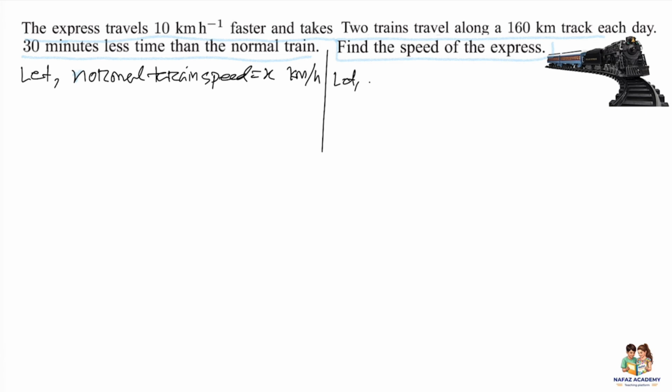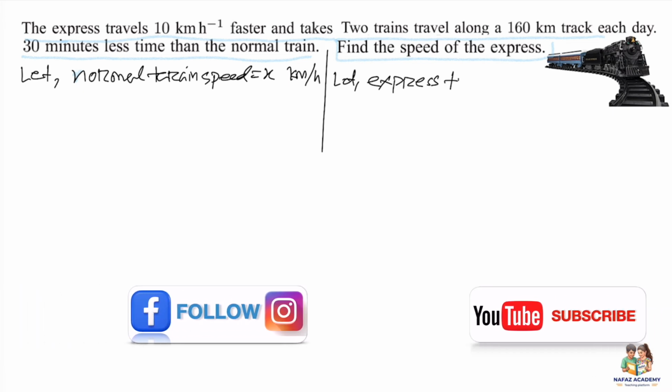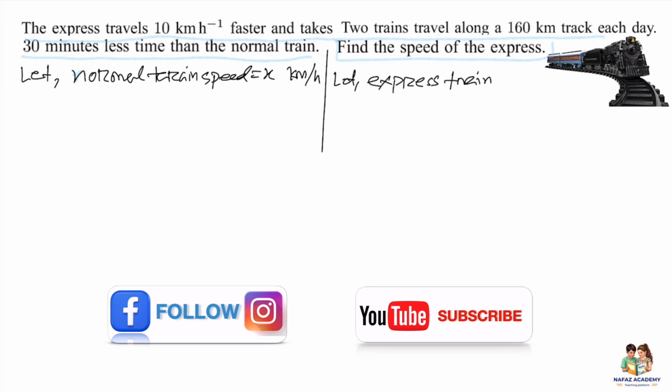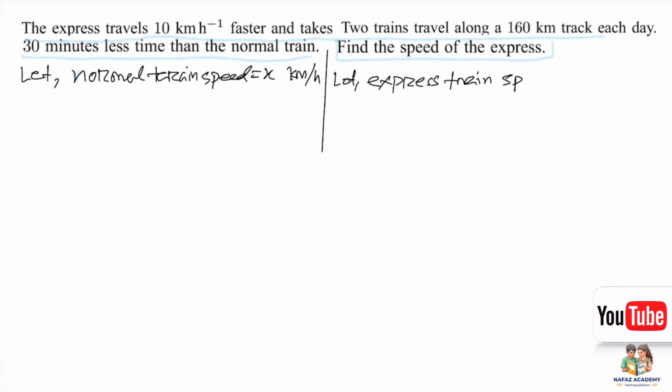You know what the express train speed is? It is 10 km per hour faster than the normal train. That means x plus 10. So the express train speed equals x plus 10. Anyway, no problem, 10 km faster, x plus 10.